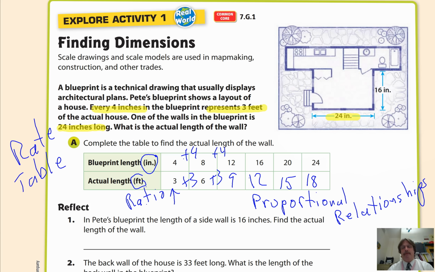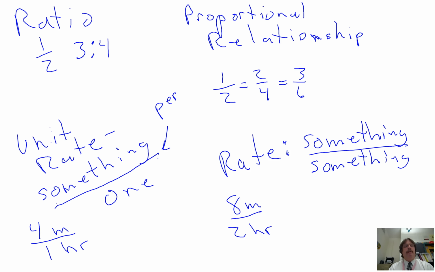A couple of things I want to point out before we go on. Again, this is called a rate table. It helps you visualize and set up your information to organize it so that you can make decisions. The second thing is that 4/3 is called a ratio. If you remember when we talked back in ratios and proportions, a ratio is some number over another number.